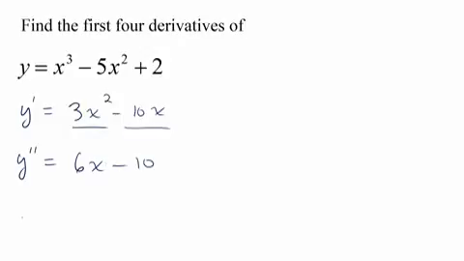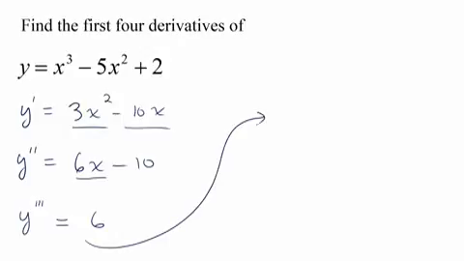Now we'll differentiate for the third derivative, y triple prime. Derivative of each term again. The derivative of 6x is 6. The derivative of -10 is 0. And then we have the fourth derivative, which we write y with a 4 in parentheses. The fourth derivative is the derivative of 6, and that's just 0.